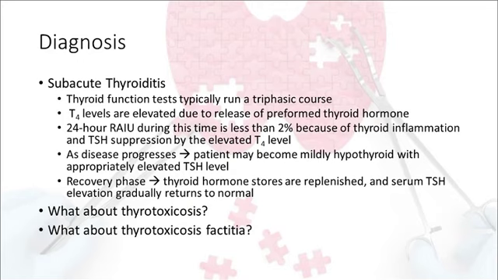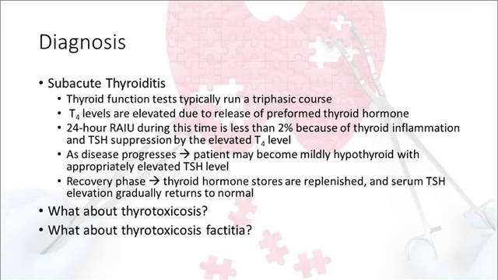In terms of subacute thyroiditis, thyroid function tests typically run a triphasic course, and the disease itself tends to be self-limited. Initially, T4 is elevated due to the release of preformed thyroid hormone. The 24-hour radioactive iodine uptake during this time is less than 2% because of the thyroid inflammation and TSH suppression via the elevated T4 levels.